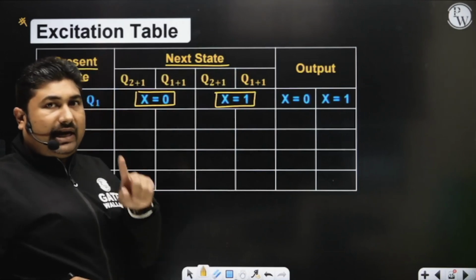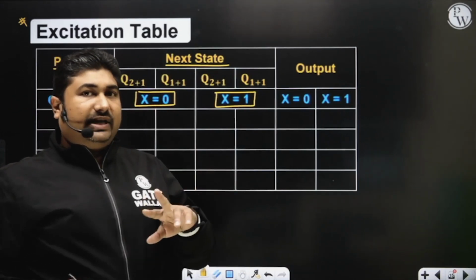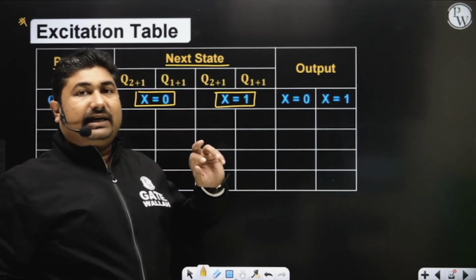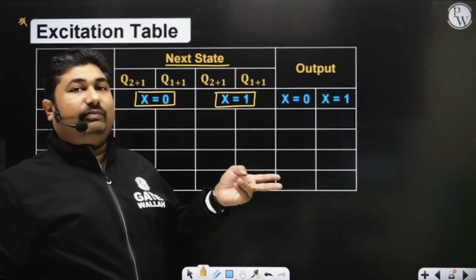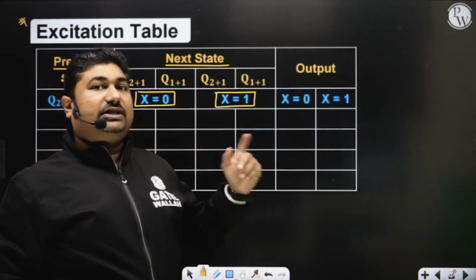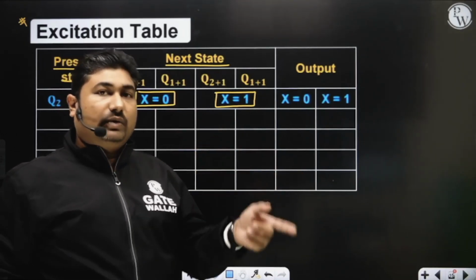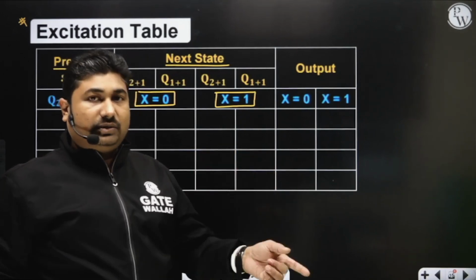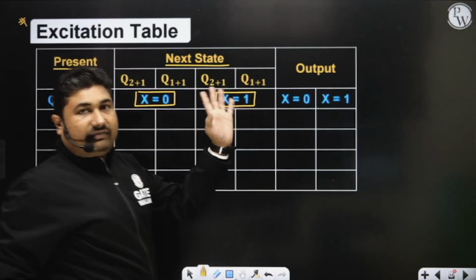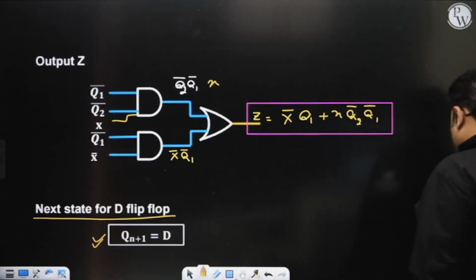Because we have only one input. In case we have more than one input, then we will see all the possibilities. Let us suppose we have xy input, then xy 0 0 next state, xy 0 1 next state, xy 1 0 next state, xy 1 1 next state. Is it okay? Presently I have identified only one input, that is x. Is it okay? Yes, sir.